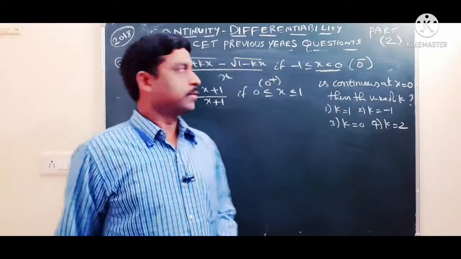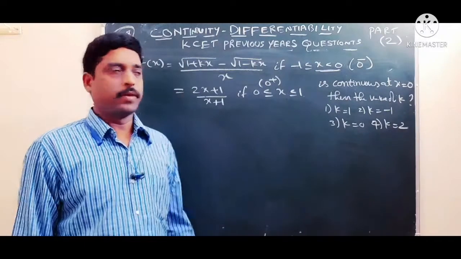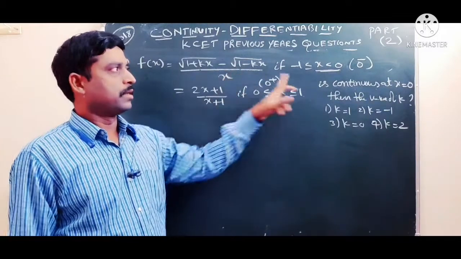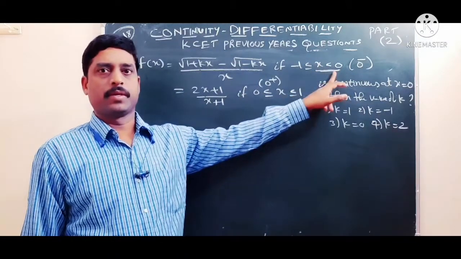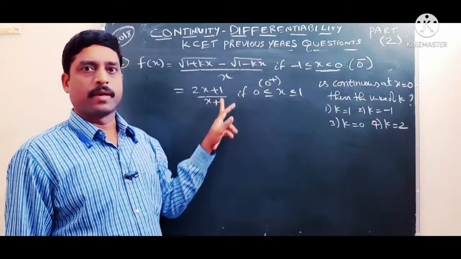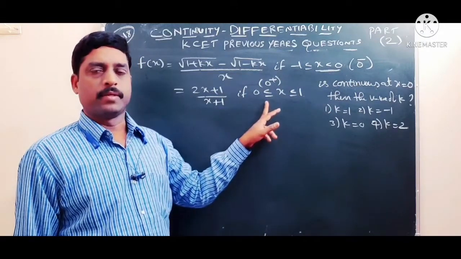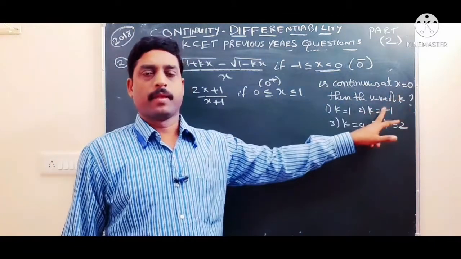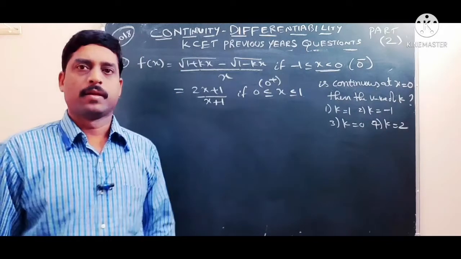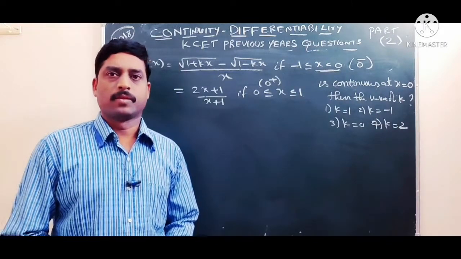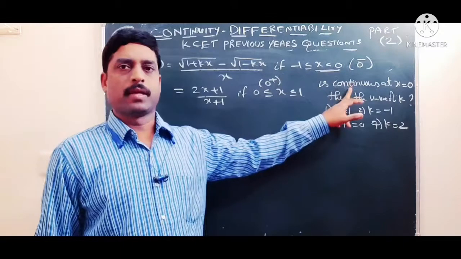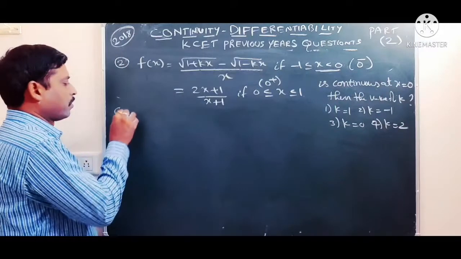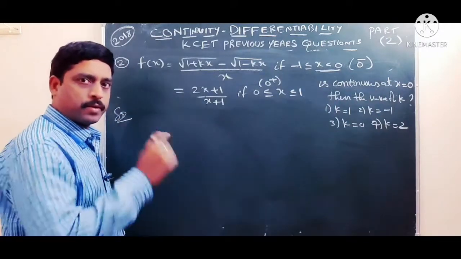Okay, look at the next question. f of x is equal to root 1 plus kx minus root 1 minus kx by x if x lies between minus 1 to 0, and 2x plus 1 by x plus 1 where x lies between 0 to 1. Where f of x is continuous at x is equal to 0, then find the value of k. How can we solve this problem? What is given? f of x is continuous at x is equal to 0. First we should apply the continuity formula.